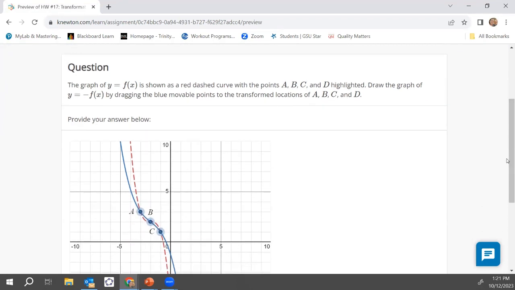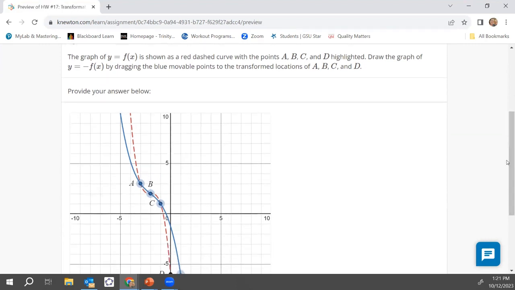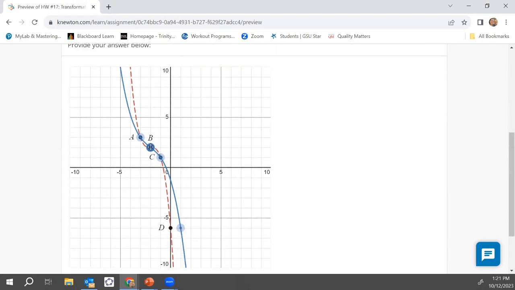All right, so we have the red dashed curve. We're now going to, again, flip it over the x-axis. So let's see. B is currently up at 2, so I'm going to move this down at 2. A is currently up 3, so I'm going to move it down 3. C is currently up 1, so I'm going to move that down 1. And then D is currently here. We've got to make it move the other direction, up 6. And I should see that if I were to fold it along this line here, it would fall right on top of itself.